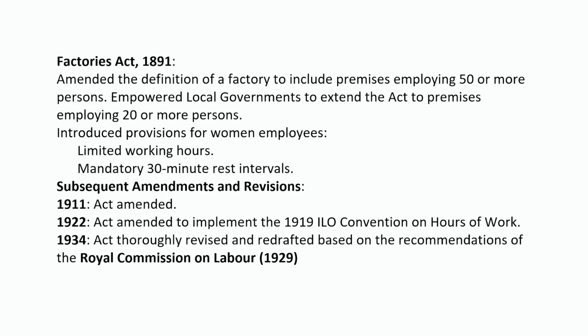The Factory Act 1891 amended the definition of the factory. It included premises employing 50 or more persons. It empowered the local governments to extend the act to premises employing 20 or more persons. It introduced provisions for women employees and limited working hours. A mandatory 30 minutes of rest had to be given to all the employees. Subsequently, this act has been amended many times and revisions have been made.